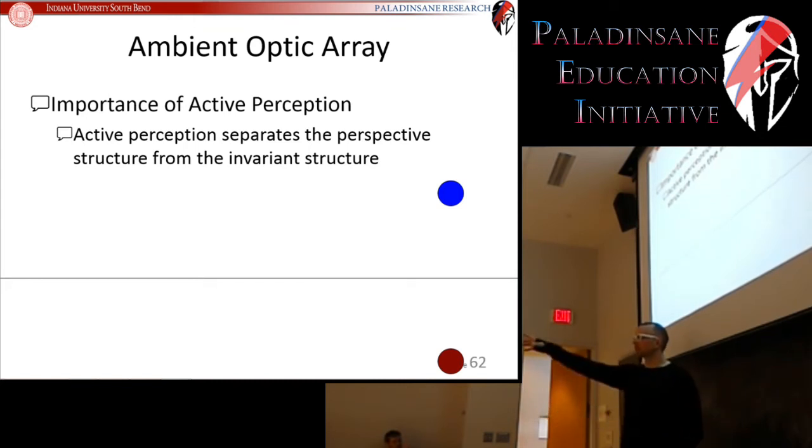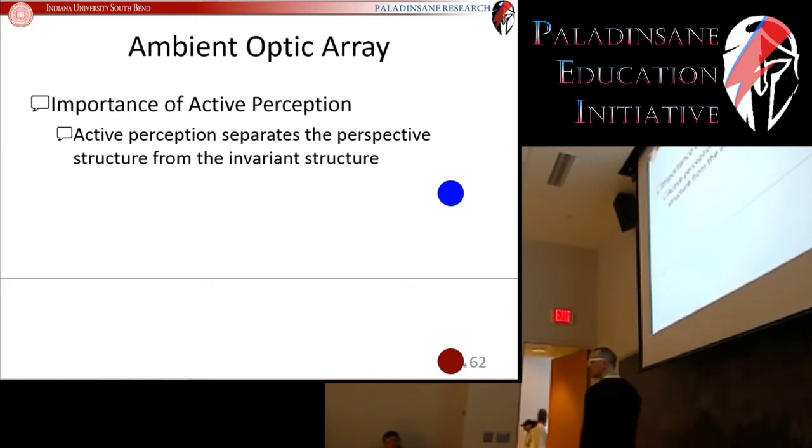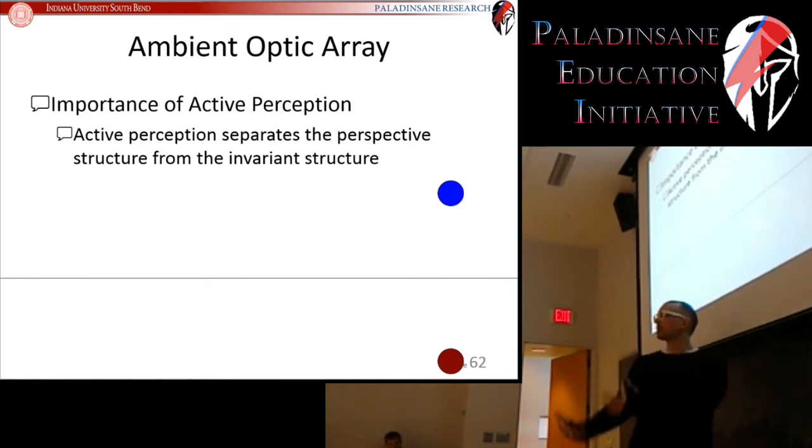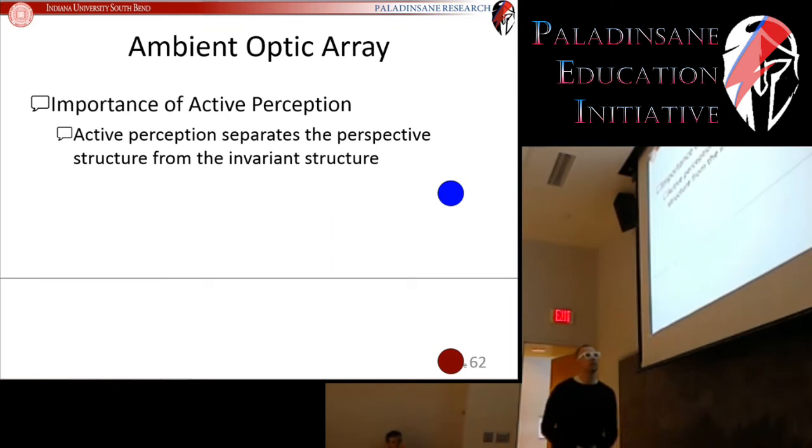So if you've ever looked at something off into the distance and you thought to yourself, like I'm doing it right now, what is that? I can't quite tell, what is that thing over there? What you're doing is you're taking action in your environment, trying to get that perspective structure separated from that invariant structure.